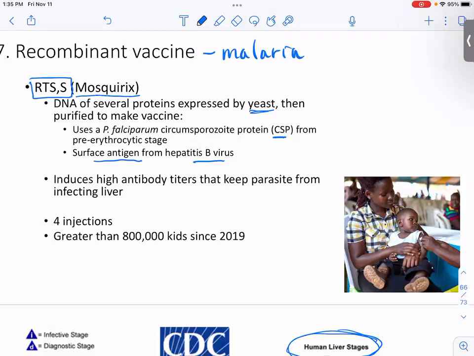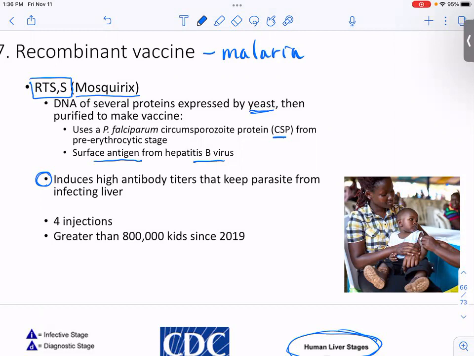So enough of how they make the vaccine. For years, when I taught this course, I said, oh no, we don't have a malaria vaccine. There are too many different variations of the surface proteins on the Plasmodium. It's just not possible. Well, it turns out they came out with the first variation of this vaccine in 1987, so this has been a long time in the making. They've probably been tweaking it all that time. What it does is induce high enough antibody titers so that the parasite can't infect the liver.